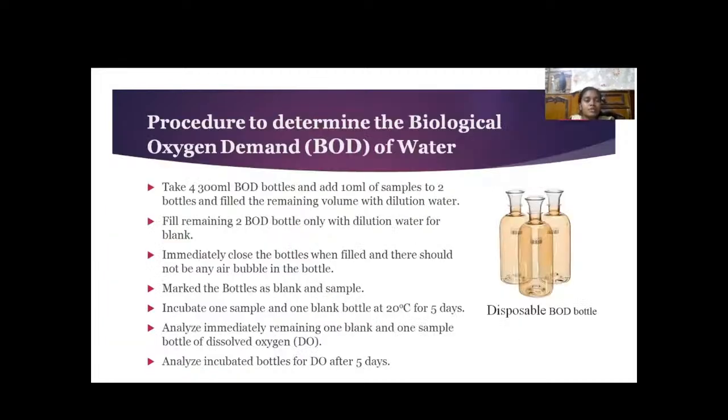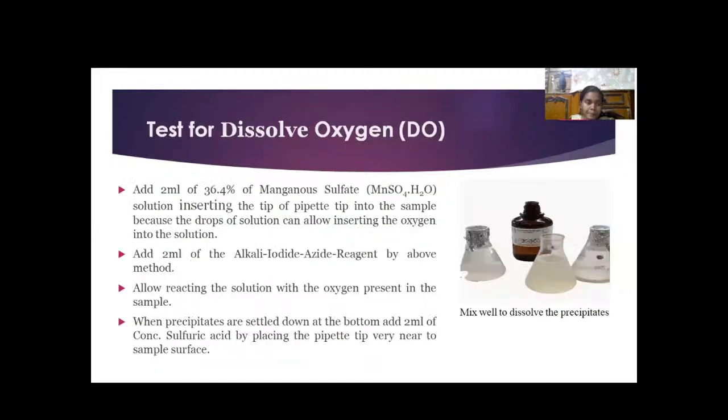The procedure for the BOD of water is to take 300 ml BOD bottles and add 10 ml of sample to 2 bottles and fill the remaining volume with the dilution water. Fill the remaining 2 bottles only with the dilution water as blanks. Immediately close the bottle when filled, and there should not be any air bubble in the bottle. Mark the bottle with the place's name.